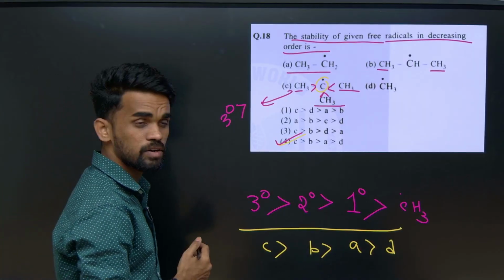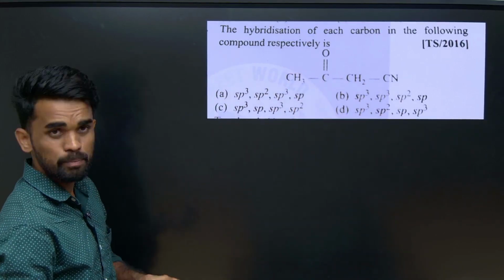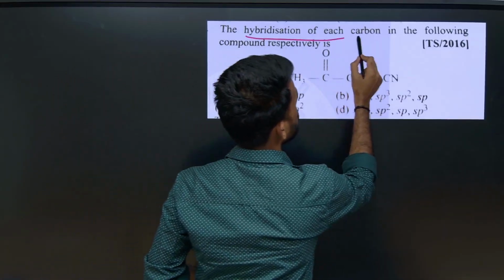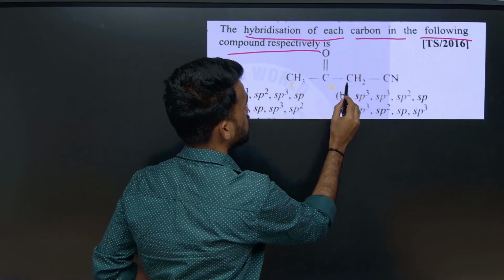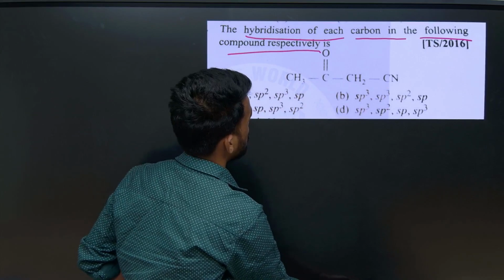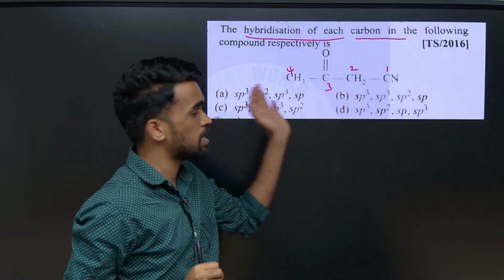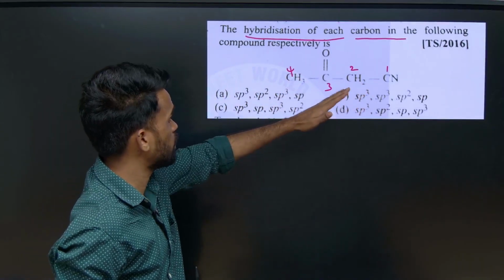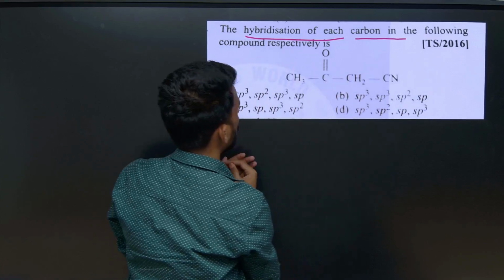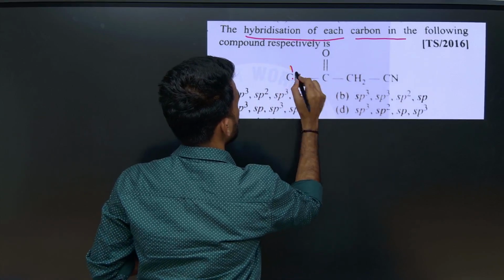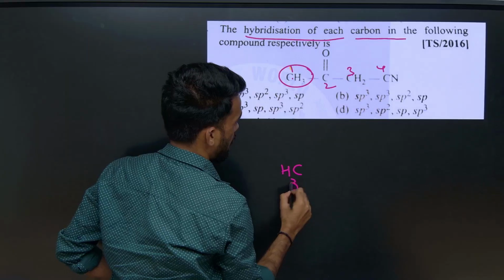you got how to solve this kind of question very easily, right? Now, just a basic question. The hybridization of each carbon in the following compound, respectively, is. Here 1, 2, 3, 4 carbon atoms are there, so let us number them 1, 2, 3, 4 from here. Tell me the hybridization of each of these carbons. Since the options are given from here to here, go from here itself. 1, 2, 3, 4. The first carbon has a methyl group attached to some group.